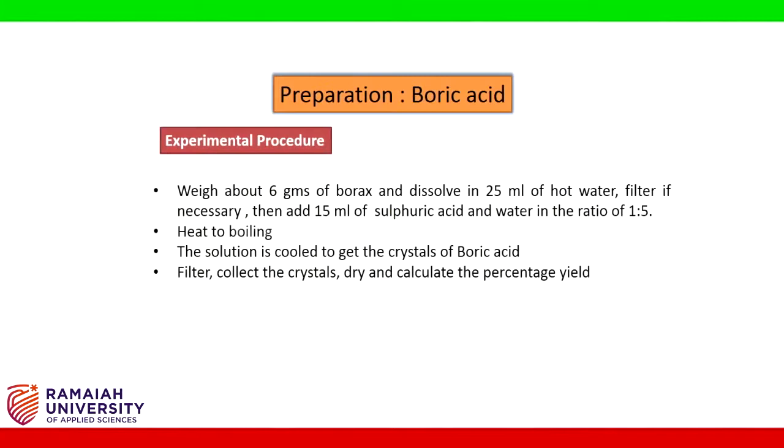The experimental procedure is as follows. Weigh about 6 grams of borax and dissolve in 25 ml of water. Filter if necessary. Then add 15 ml of sulfuric acid and water in the ratio of 1:5. Heat to boiling. The solution is cooled to get the crystals of boric acid. Filter, collect the crystals, dry and calculate the percentage yield.